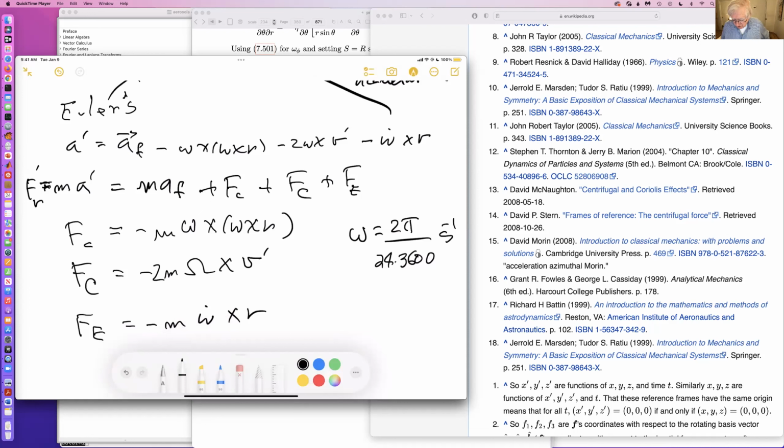an acceleration, the real acceleration due to the force, and then there's a centrifugal acceleration. This one here is the centrifugal one. This one is the Coriolis one. And then this one here is Euler's. But that would be zero for the Earth because the rotation of the Earth is pretty much constant. So that's what you'd see.